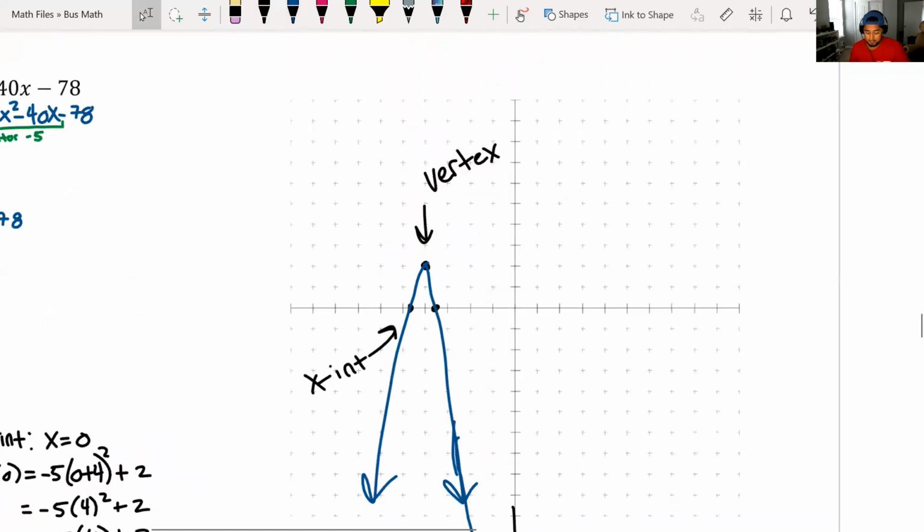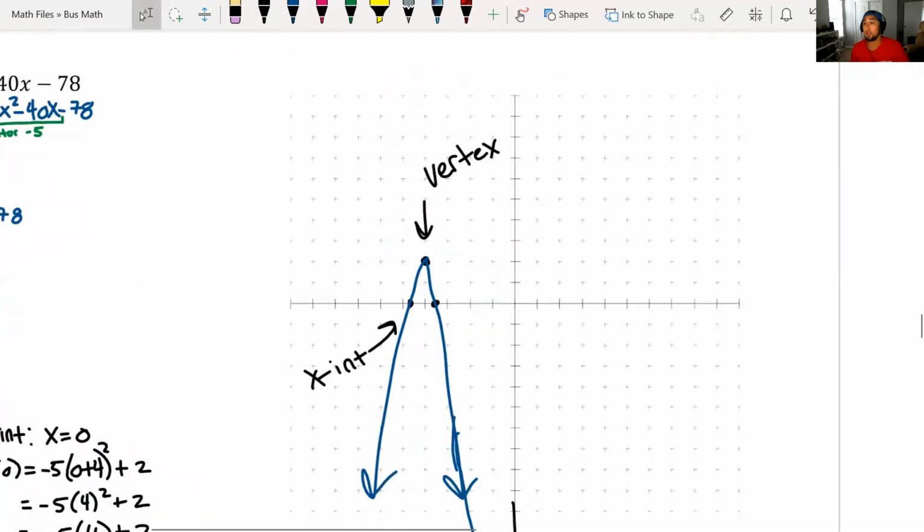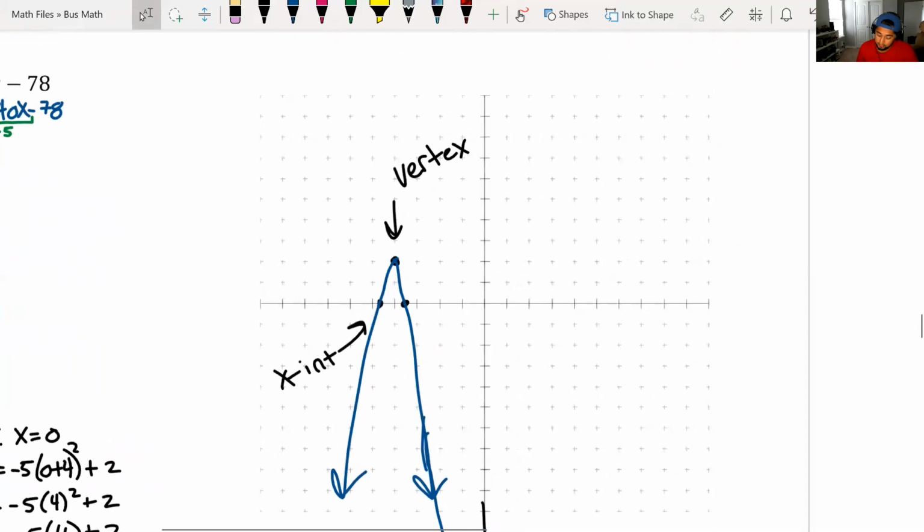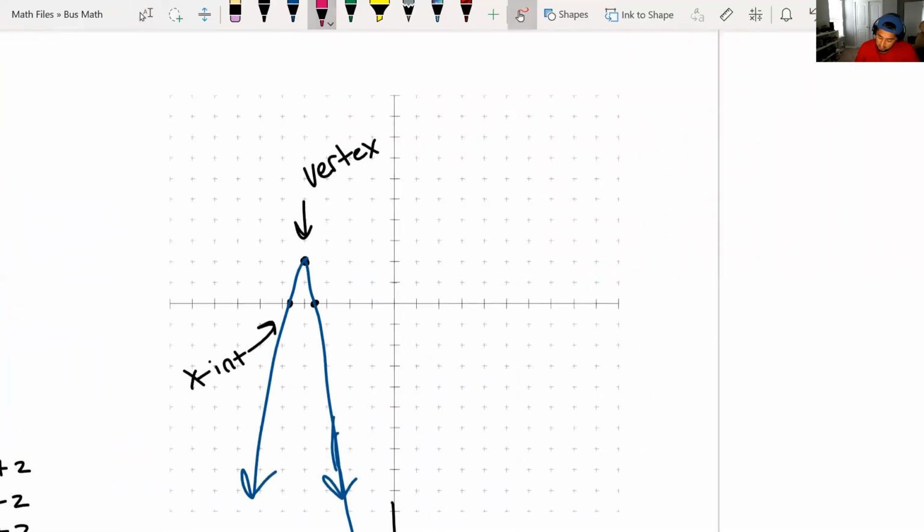Okay, so the last thing it wants is max, minimum, max or min or range. So this opens down, so there will be a maximum. And since my vertex is at -4, 2, our max is at y equals 2.